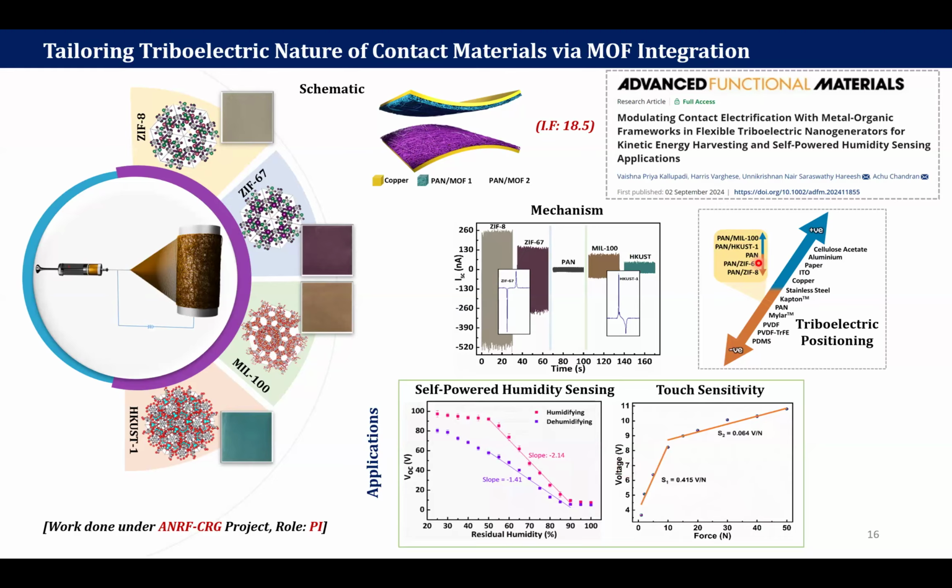And if you are taking CIF65 and CIF8 as the dopant, you can increase the tribonegativity. So the electron donating and electron accepting nature of a particular polymer can be tailored by using various kinds of MOF materials. So this is the very first finding in this particular direction. And we also developed various kinds of self-powered humidity sensors and tactile sensors on this particular technology. And this has been published in the flagship journal Advanced Functional Materials early this year.